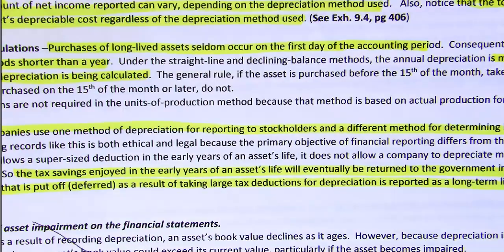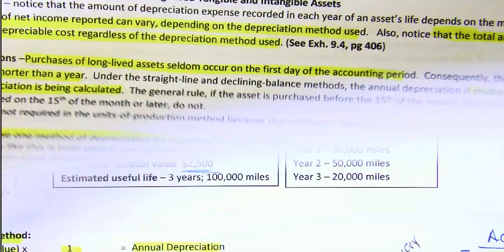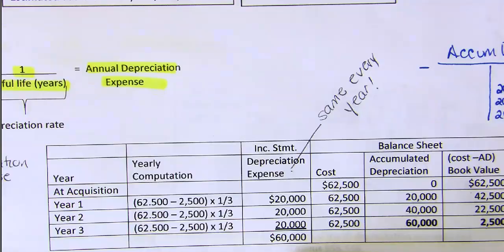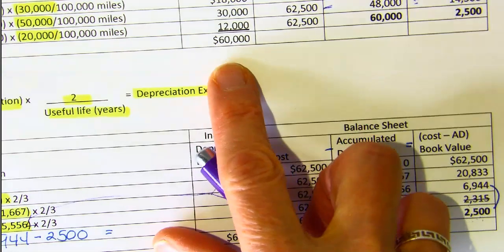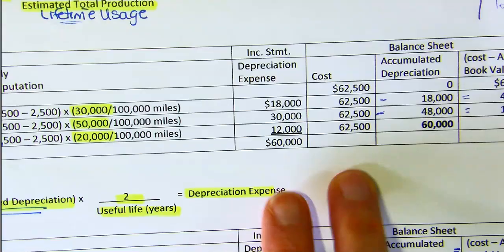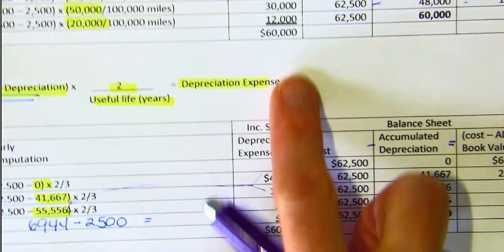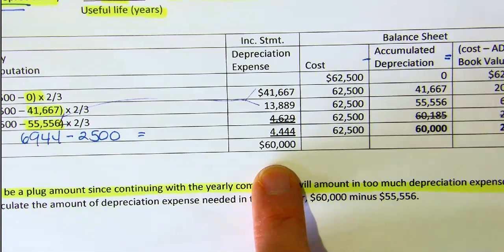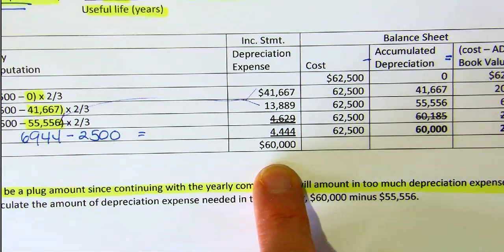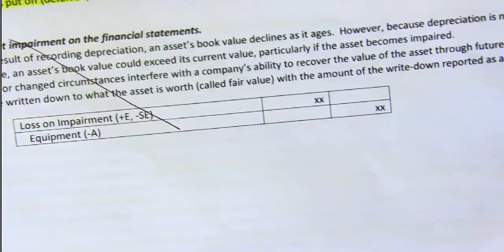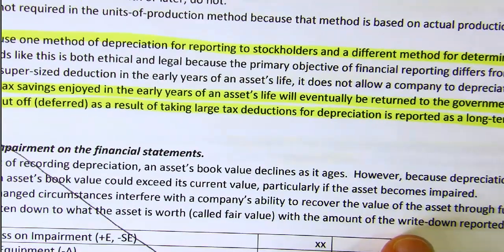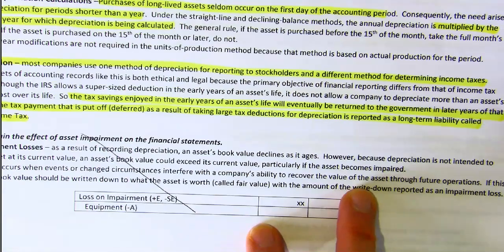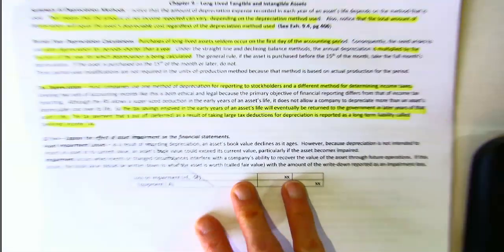If we look back at our examples, the total straight line depreciation expense is $60,000. The total units of production depreciation expense is $60,000, and the total declining balance depreciation expense is also $60,000. So all three methods give you the same total depreciation. Let me scroll out there for just a moment.